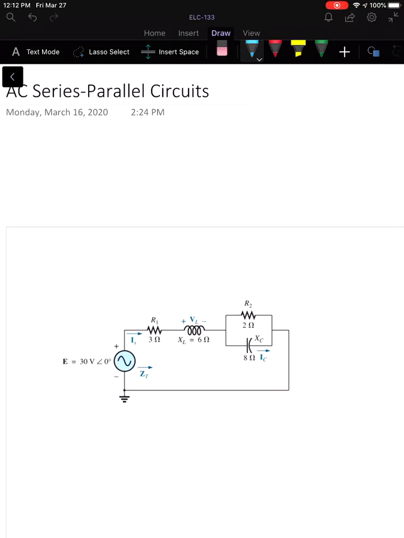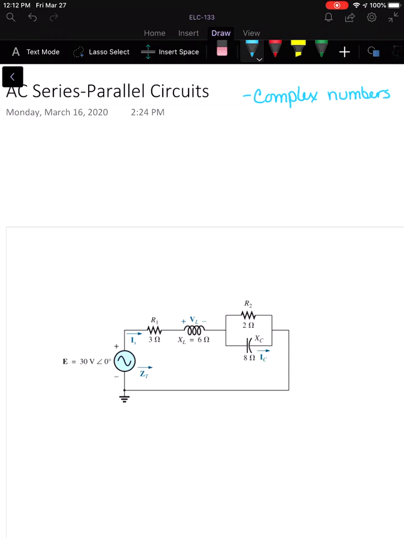Before working with series parallel AC circuits, make sure you recall how to work with complex numbers. Complex numbers we use as phasors to describe our voltage and current, and that is going to allow us to do some calculations with Ohm's law, Kirchhoff's voltage law, and Kirchhoff's current law.